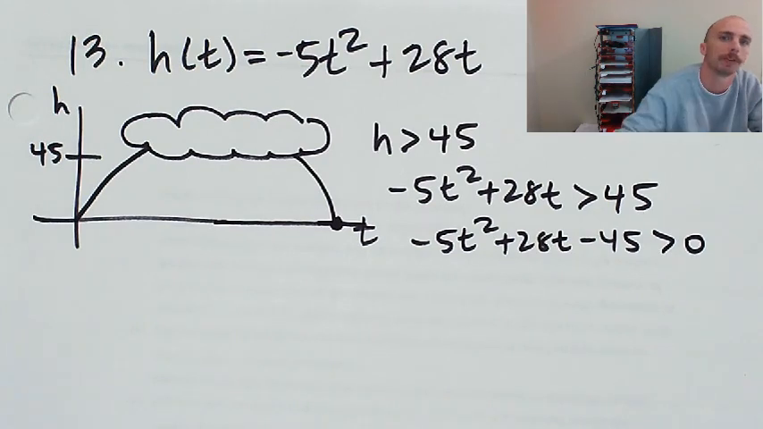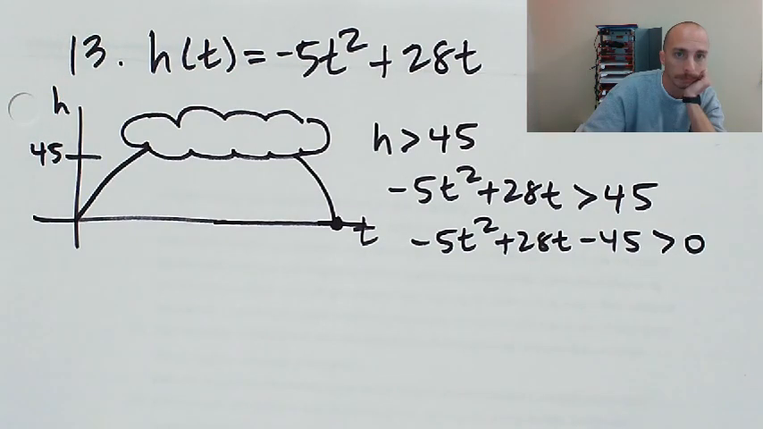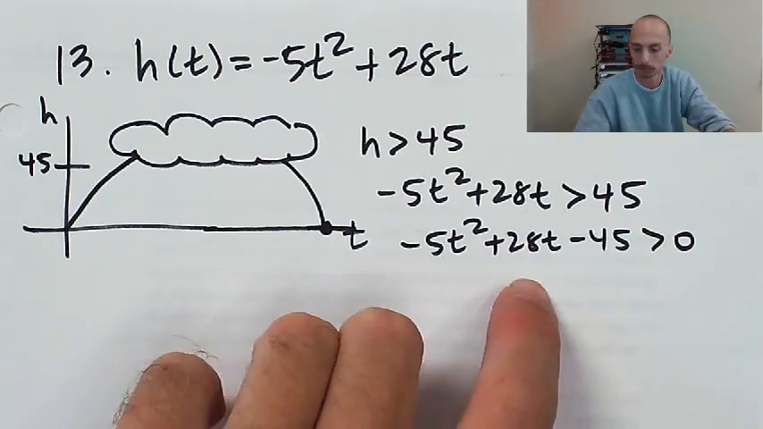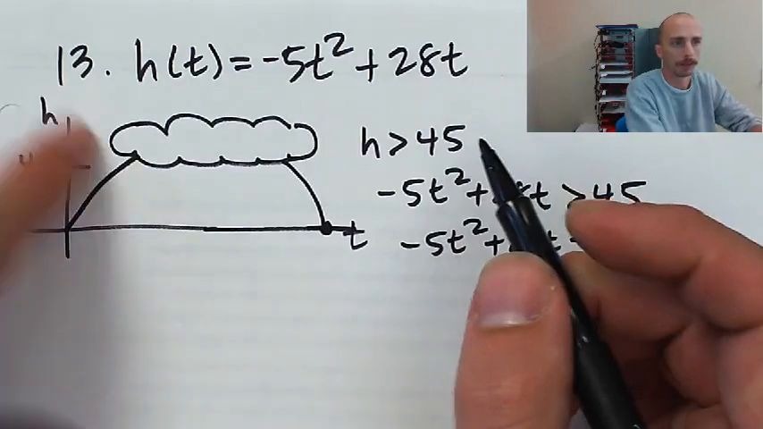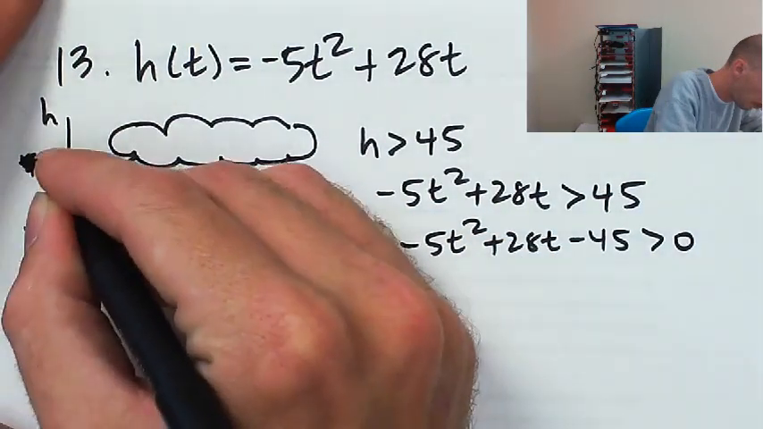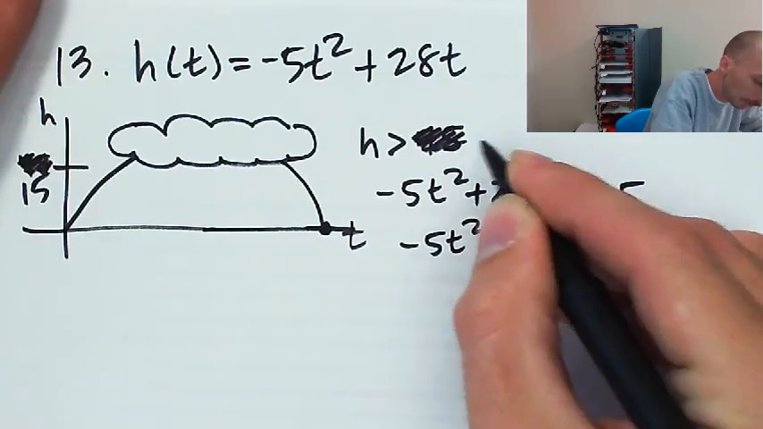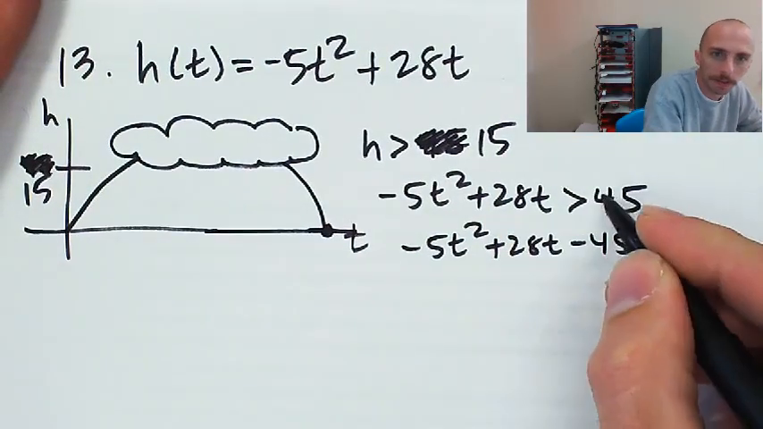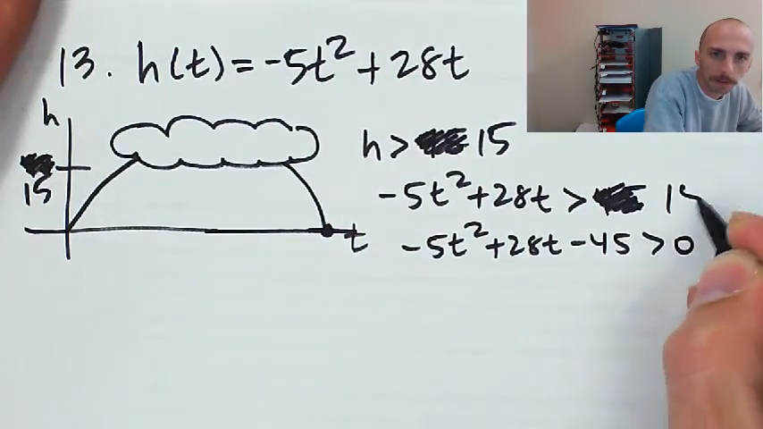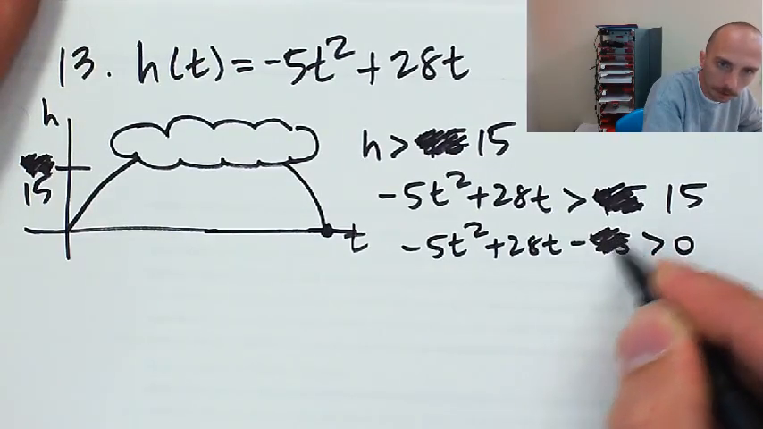Hold on a second. Let me investigate. Okay, I see now. That polynomial had no zeros because I copied it wrong. This is not 45. This is 15. I'm not really sure where I got 45 from, but okay, so h needs to be greater than 15. That means this is a 15, and then this is going to be a 15 also.